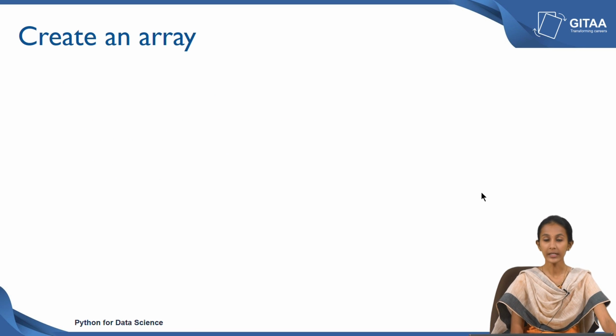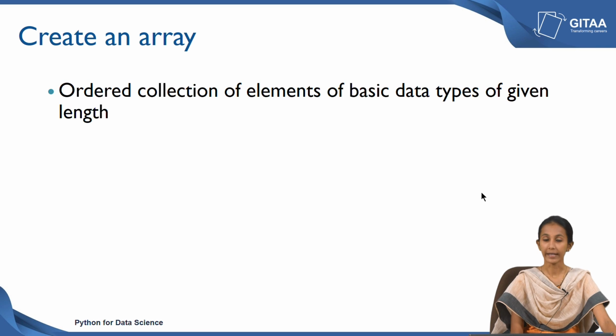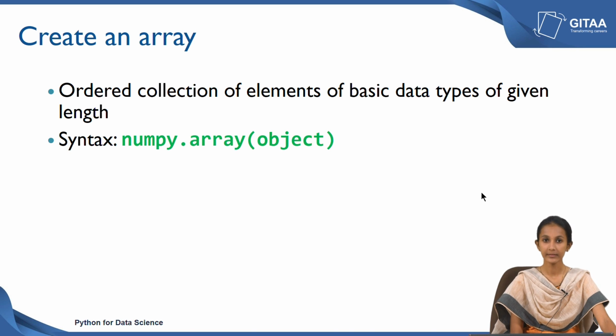First we will see how to create an array. An array is basically an ordered collection of elements of the same data type. The basic syntax is that you have to specify the package name, which is NumPy, dot array, and inside the parentheses you have to specify the object.